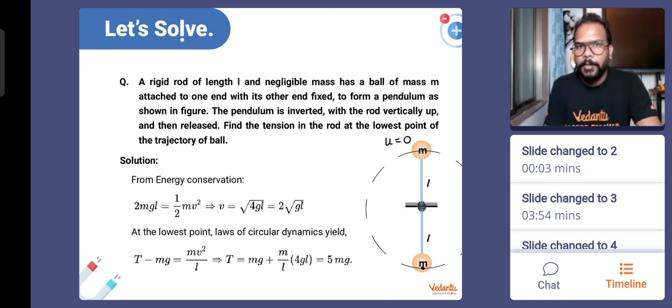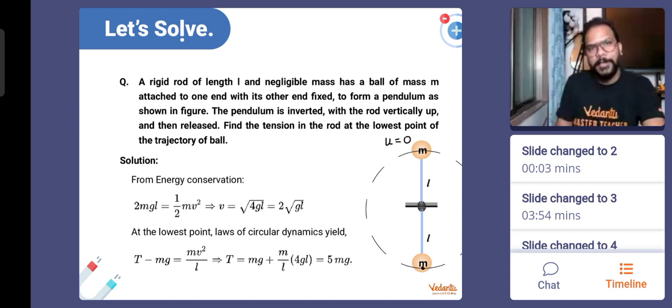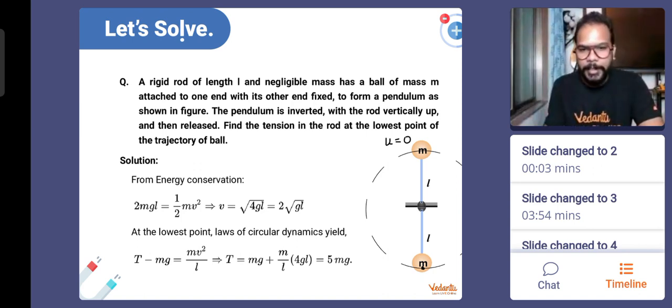From here, velocity comes out to be under root 4gl. You already know this, by the way. At the bottommost point, velocity will come out to be under root 4gl if the topmost point has zero velocity. And then at the lowest point, this is going to be tension, downward is going to be mg, and this is velocity. Okay, so T minus mg equal to mv square by r. This you said already. So tension comes out to be mg plus mv square by r.